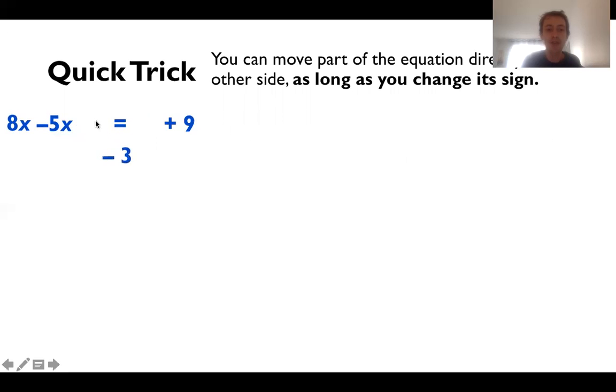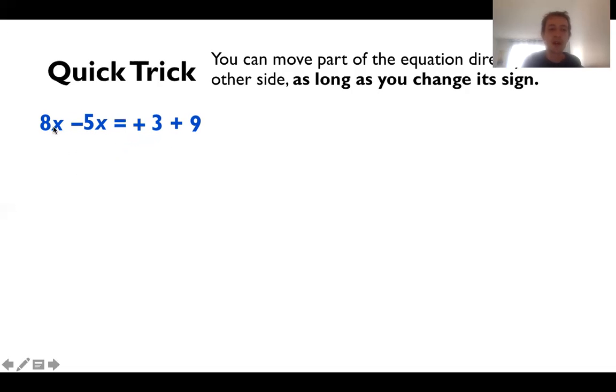Now, I want to have all the numbers on the other side. I had a minus 3 over here. It's got to go to the other side. But if I take it to the other side, the minus 3 becomes a plus 3. And now I've got what I want. I've got all the x's on the left, all the numbers on the right.